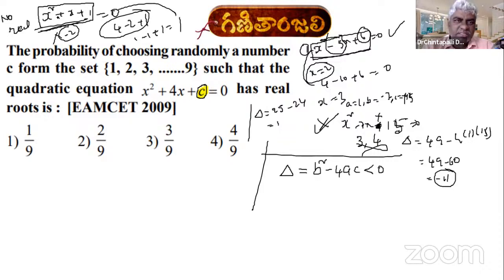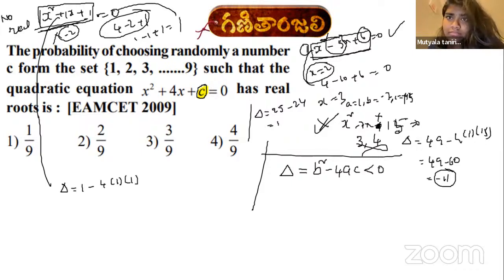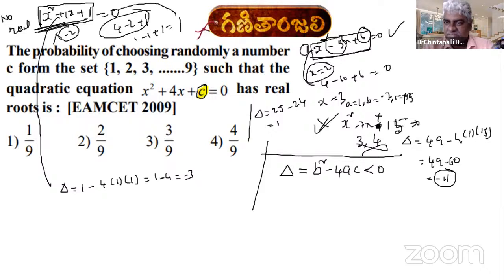For example, x square plus x plus 1 is equal to 0. In this equation, delta is equal to b square. B means the x coefficient, which is 1, minus 4 into a into c. A means the x square coefficient is equal to 1. C is the constant 1. So the answer is 1 minus 4 is equal to minus 3. No real solutions. That's why no real number satisfies this equation. So, to have real solutions, delta should not be negative.